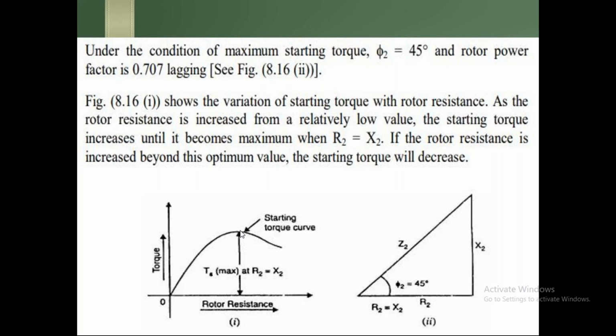At starting, this is the maximum point. Just observe here, this is the point where we get the maximum starting torque. As the rotor resistance keeps increasing, the starting torque also increases. That's why we obtain the condition that R2 equals X2. Here the slip equals 1 at this condition because it is a starting condition. Now we are going to derive the torque equation for running condition.